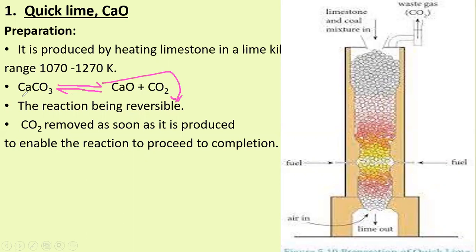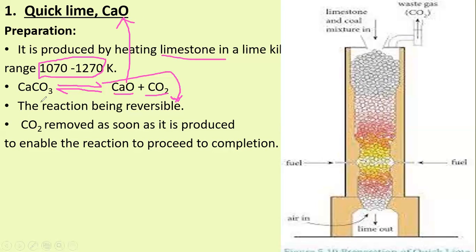Reversible means the product formed is again reversed to form the reactant. The reactant we took is calcium carbonate, which is what limestone is. We heat the calcium carbonate at a temperature of 1070 to 1270 Kelvin. When heated at this temperature, it gets converted to calcium oxide and carbon dioxide. If the reactant is a carbonate, carbon dioxide will certainly form in the product. The carbon dioxide is removed, and the oxygen combines with calcium to form calcium oxide. That is our quicklime, that is calcium oxide.